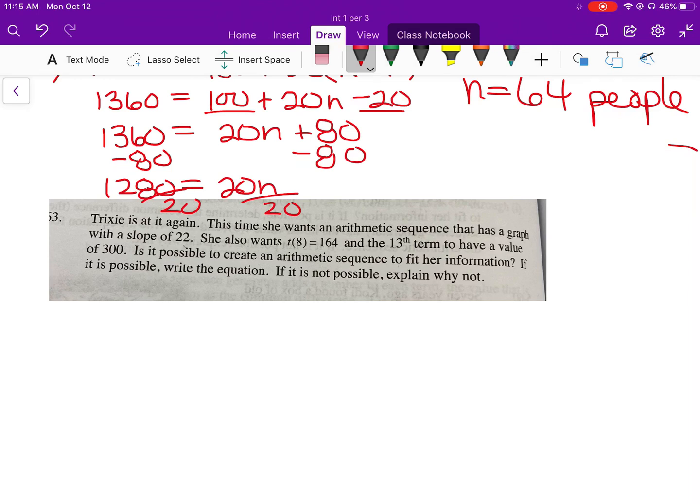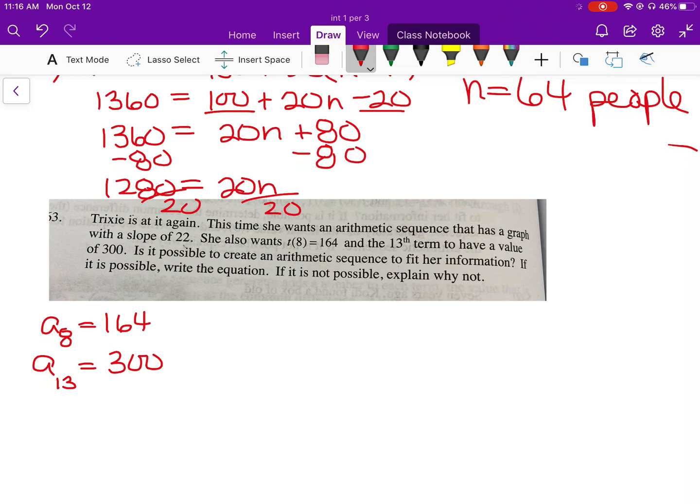Trixie's at it again. This time she wants an arithmetic sequence that has a graph with a slope of 22. She also wants t of 8, so a sub 8, has to equal 164, and the 13th term to have a value of 300. So that's a sub 13 has to equal 300, right? Remember we talked about the t term, it's just another way of writing it.